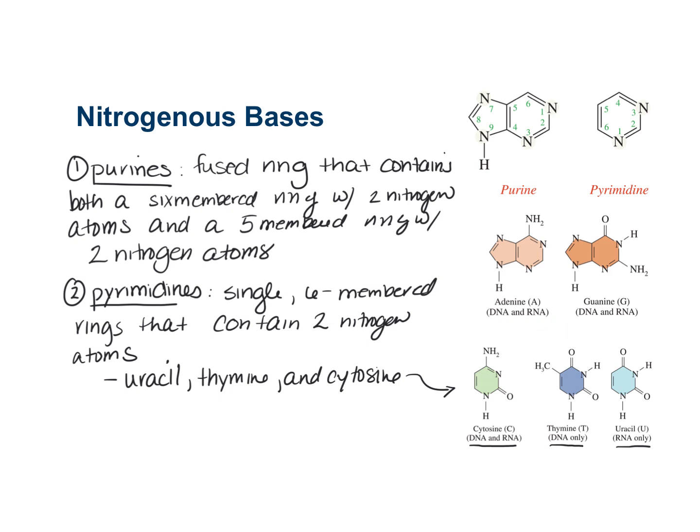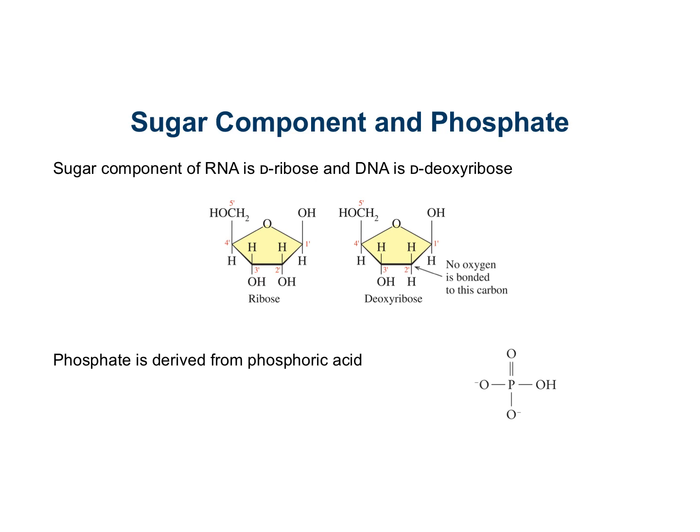Now, these are connected to a sugar component. The sugar component of RNA is D-ribose, which is shown here, and in DNA, the sugar component is deoxyribose. The big difference between these two is that on the second carbon, there's no oxygen bonded to that carbon. There's a hydrogen on deoxyribose instead. Now, I want to remind you about how we count using carbohydrates. Remember, the anomeric carbon is number one, and we identify the anomeric carbon because it's the carbon that's bonded to two different oxygen atoms here. The phosphate component is derived from phosphoric acid, and it exists in an ionic form and has a negative two charge. So you're going to see we've got a negative two charge here.